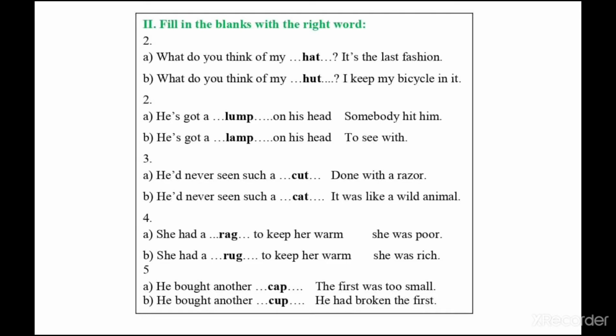Number 3. A. He'd never seen such a cut done with a razor. B. He'd never seen such a cat. It was like a wild animal. Number 4. A. She had a rag to keep her warm. She was poor. B. She had a rug to keep her warm. She was rich.